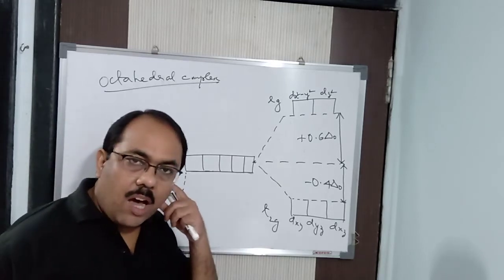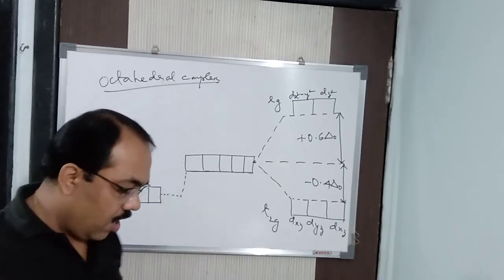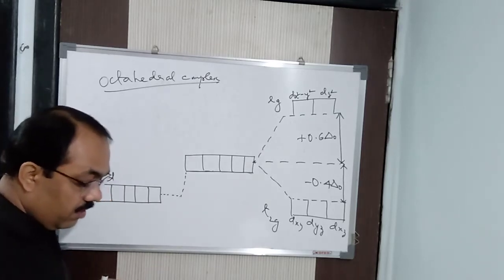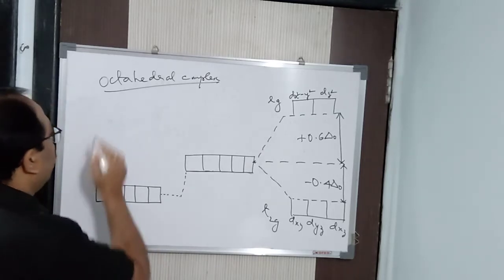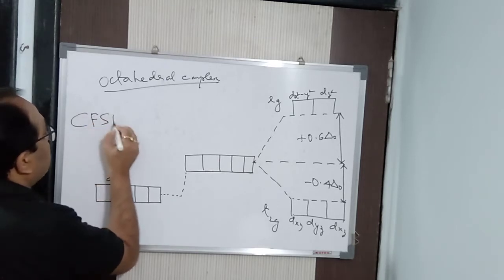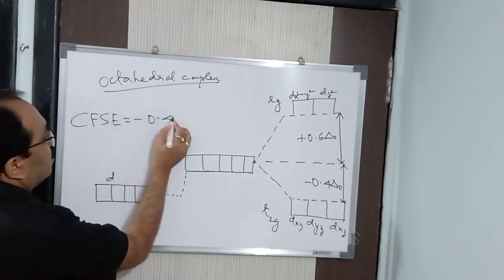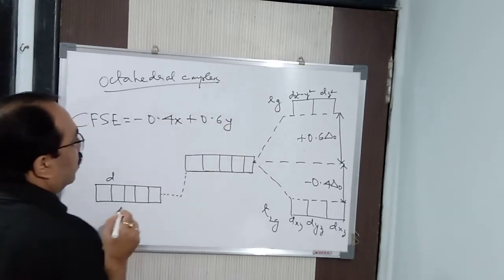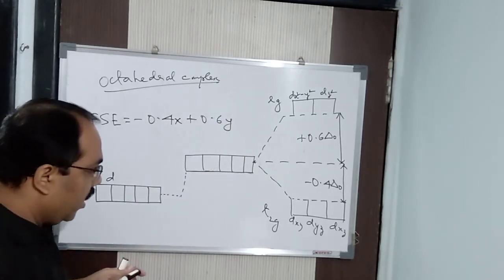Now, next is how do we calculate this CFSE? How to calculate? For octahedral complex I am showing you. So here we have to have a particular formula. What is that? CFSE is equal to minus 0.4x plus 0.6y. Now you are thinking from where I got this particular formula.